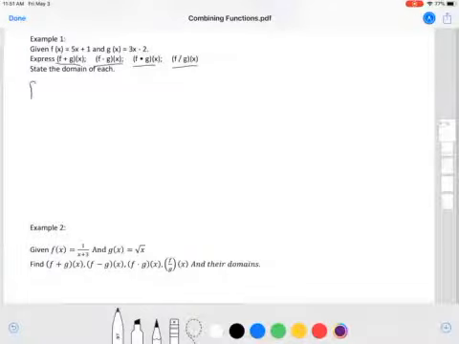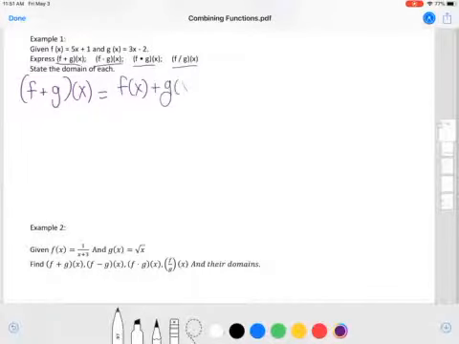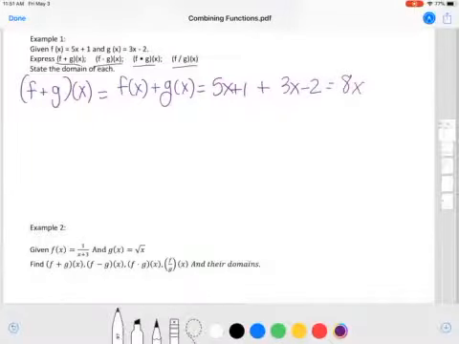So if I want to find f plus g of x, that just means I'm going to take f of x and add g of x. And then if you can, of course, simplify it. So f of x is 5x plus 1, and I want to add it to g of x, which is 3x minus 2. When I add those together, I get 8x, and then a 1 and a negative 2 gives me a negative 1. So this is my function, f plus g of x.